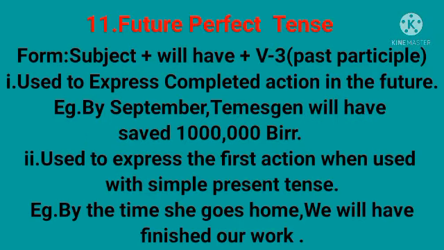The 11th type of tense is future perfect tense. It has the form subject plus will have plus verb 3 or past participle form. It is used to express completed actions in the future. For example, by September, Tamasgen will have saved 1,000,000 birr. Second, it is used to express the first action when used with simple present tense.